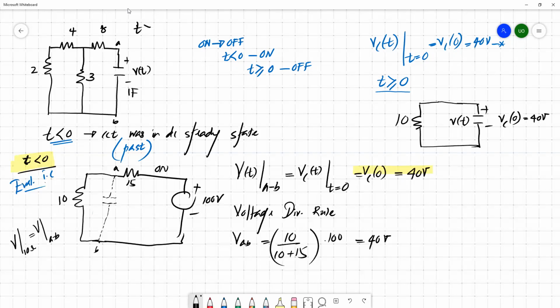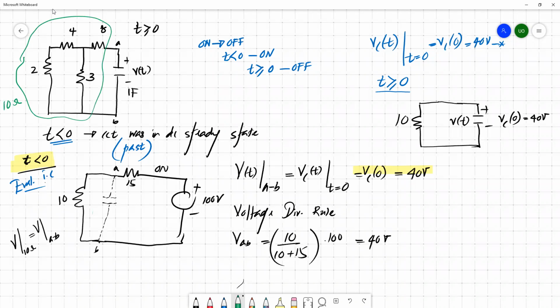This is for t greater than or equal to 0. So we evaluate this equivalent resistance here. That's why this 10 ohm comes into the picture. So we have 10 ohm, and we can simply replace the equivalent resistance for this.